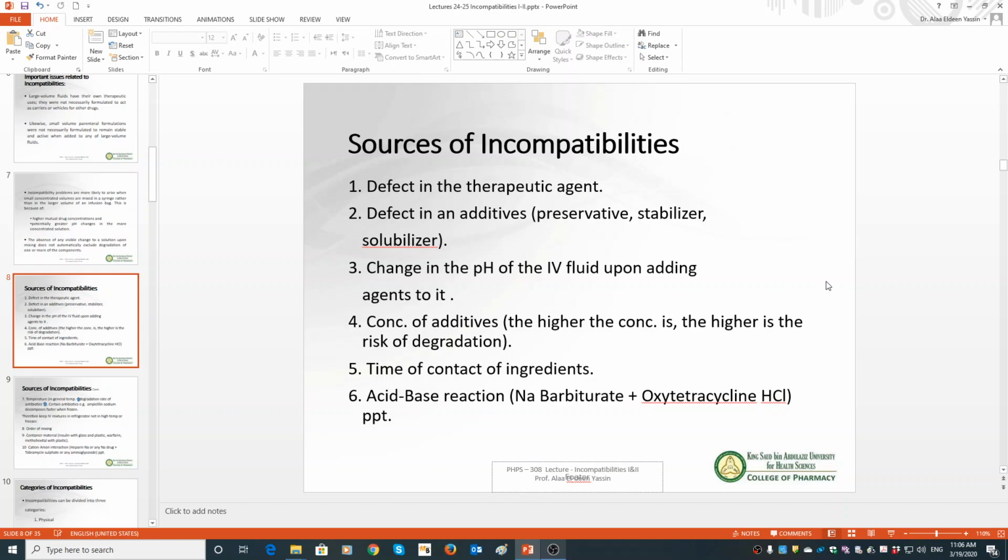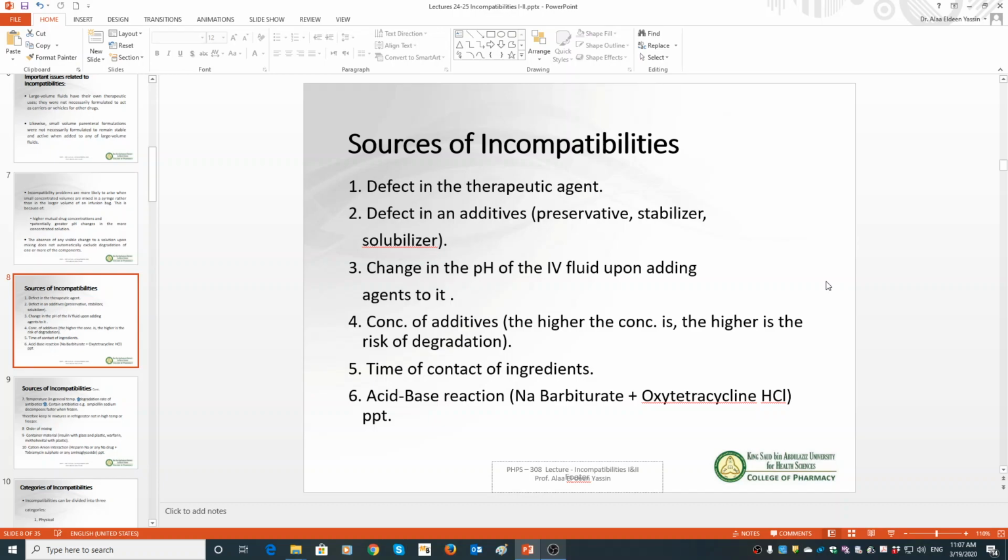Also, the concentration of additives is an important issue. If you are using a very high percentage of a solubilizer, for example, or a high percentage of a surfactant or a stabilizer, this should be considered, as it might be a source of incompatibility too.